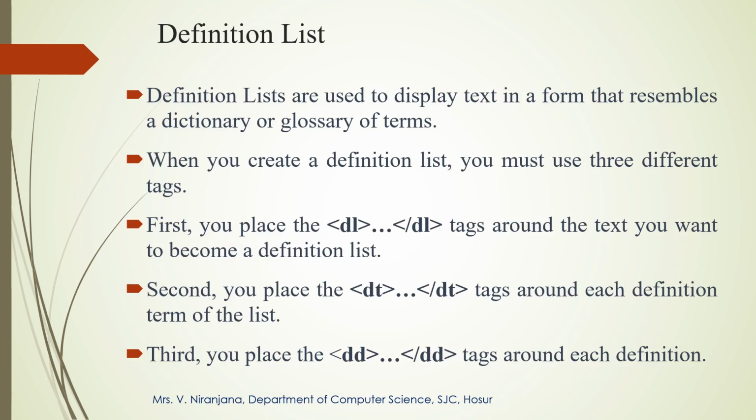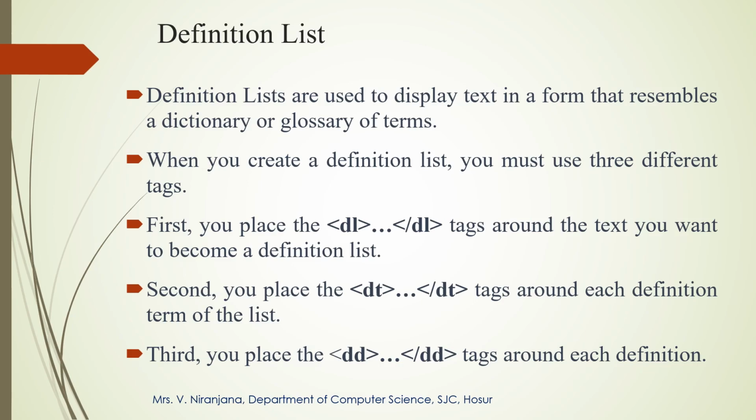The last type of list is the definition list. Definition lists are used to display text in a form that resembles a dictionary or a glossary of terms. When you create a definition list, you must use three different tags. First, you have to place DL. It means the definition list. It is a two-sided tag with an opening and a closing one.